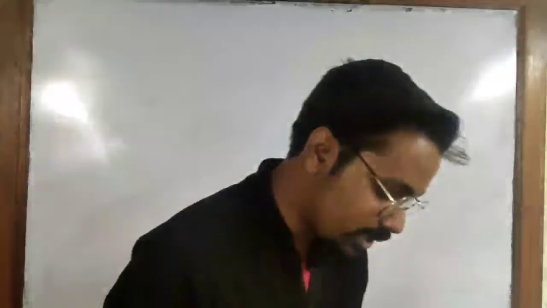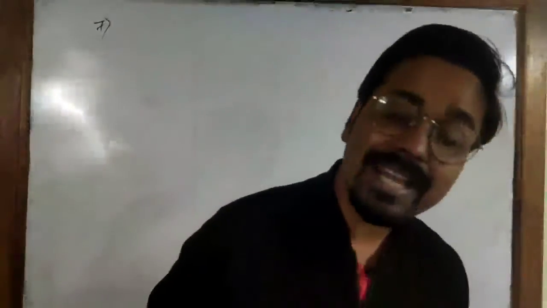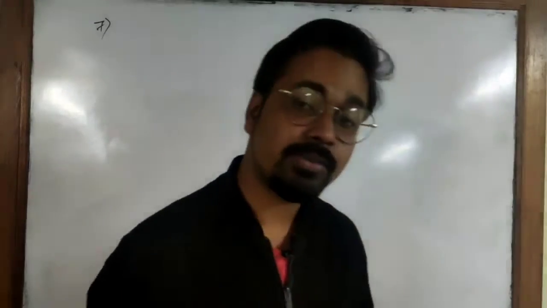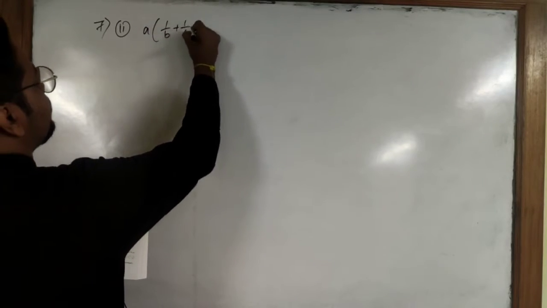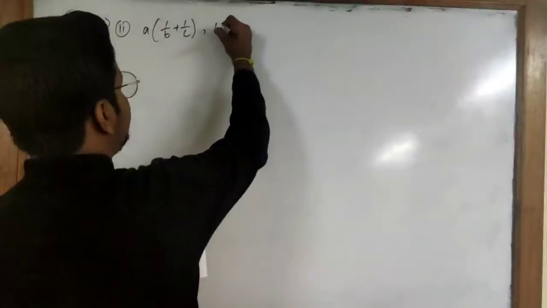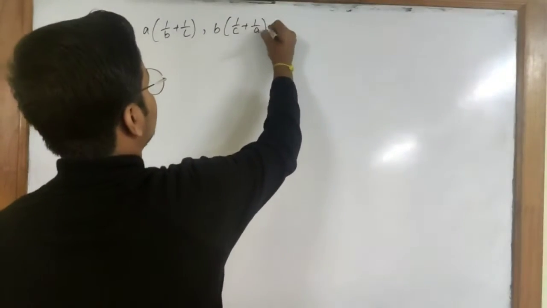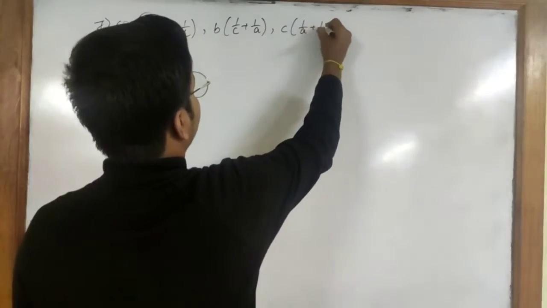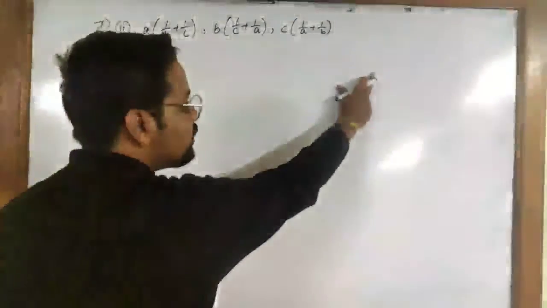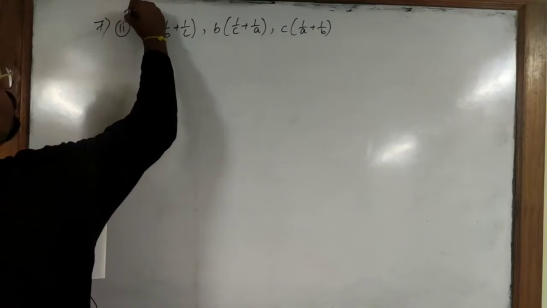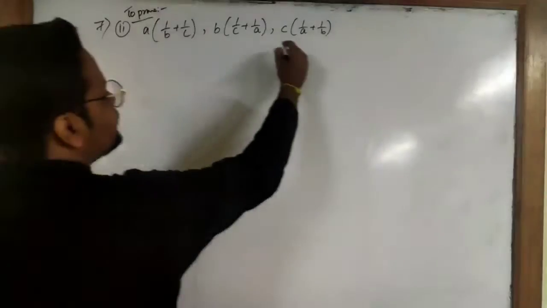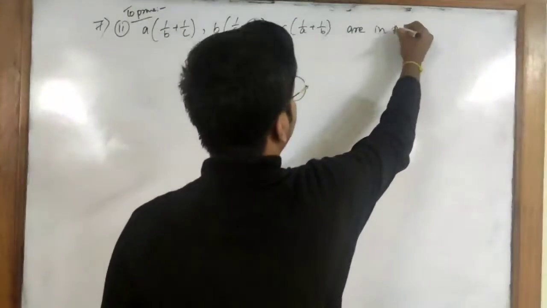Okay, let's move on to question number 7, and here it is a bit different. It is said that if A, B and C are in AP, then prove that the following terms are also in AP. So I am going to do question number 2. It is given here A into 1 by B plus 1 by C, B into 1 by C plus 1 by A, and C into 1 by A plus 1 by B. We have to prove that these three terms are also in AP if A, B and C are in AP.